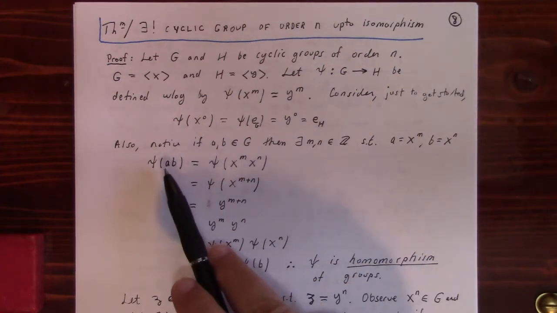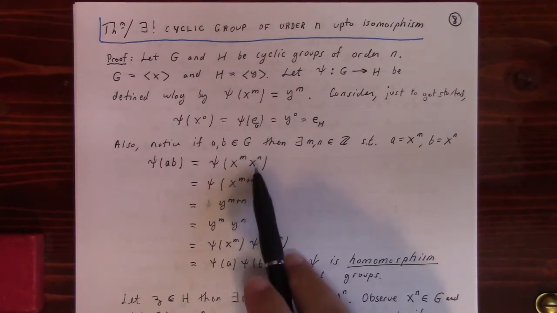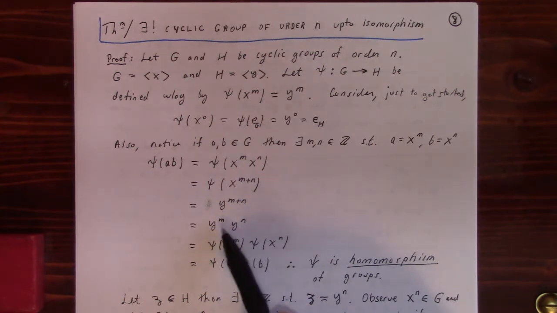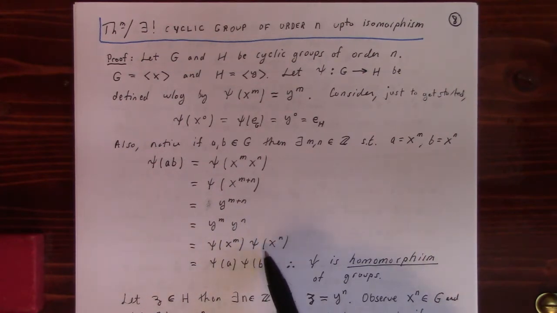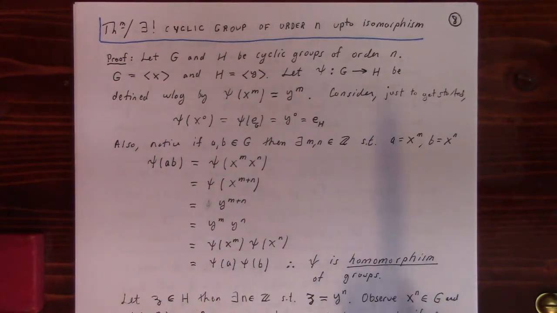Anyway, here it is. So if we take a product, phi of ab, well, that's phi of x^m x^n, which by the laws of exponents is phi of x^(m+n), which then by the definition of phi is y^(m+n), which then by the laws of exponents is y^m times y^n, which then, tracking back with our definition for phi again, is phi of x^m times phi of x^n, which then is phi of a, phi of b, which proves that phi is a homomorphism, right?